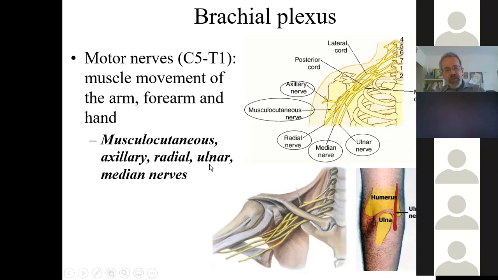Speaking of one of these nerves, the ulnar, which is this one, the ulnar nerve is also what's responsible for that lovely sensation you get when you bang your elbow on a table, right? That creates the funny bone sensation.